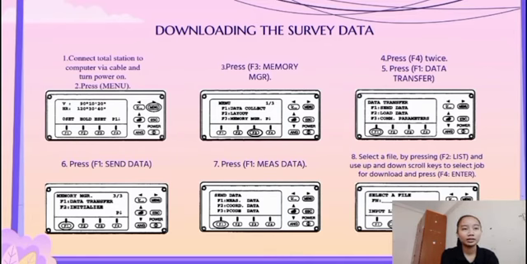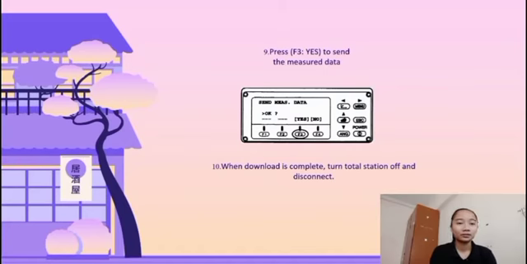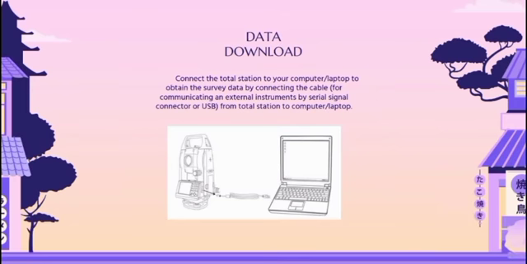8. Select a file by pressing F2 list and use the up and down scroll key to select the job for download and press F4 enter. Number 9. Press FE yes to send the measure data. Then when the download is complete, turn the total station off and disconnect.